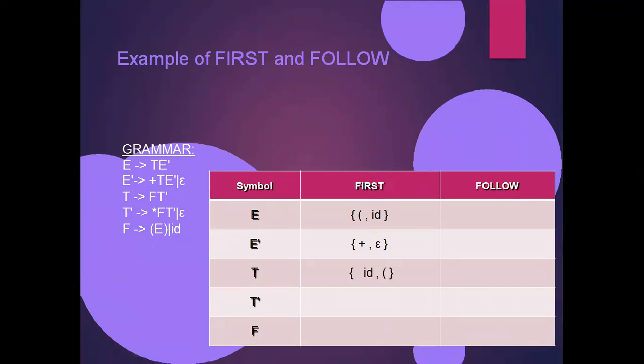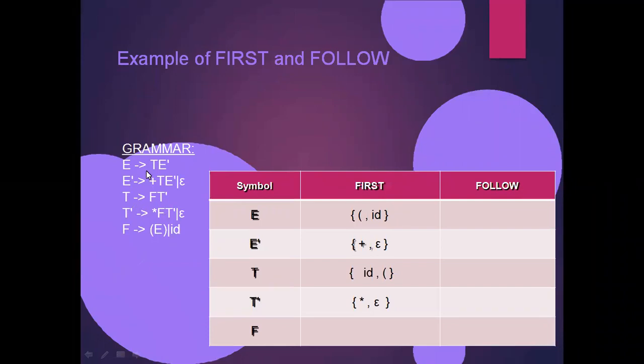Now for the T dash, the first appearing symbol is star, right? The first appearing symbol is star, comma, epsilon. Why? Because T dash is having two rules. One is star F T dash, another one is an epsilon. So star, epsilon.